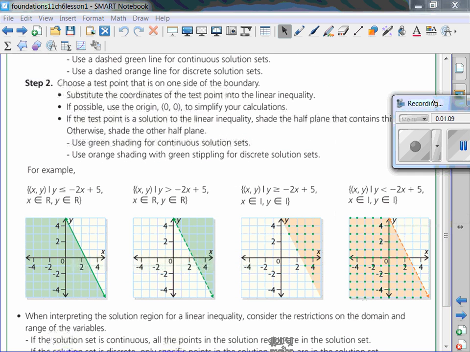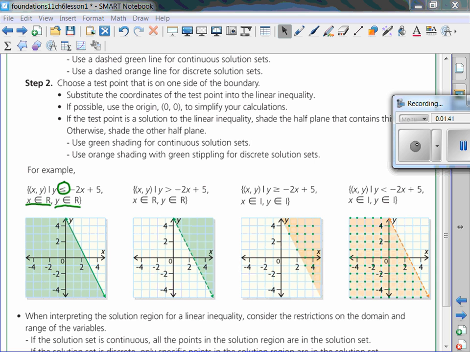For example, right here, we can see when it talks about x is an element of R and y is an element of R, that means those are elements of the real number system. There are no limitations. It's continuous variation. We can also see that this equation has the possibility of equality. So when there's no limitations and there's the possibility of equality, everything is going to be green. We're going with a solid green line, and the shading is going to be green as well.